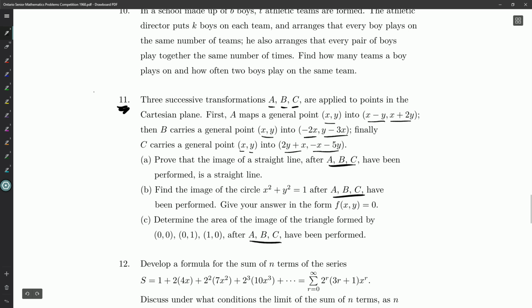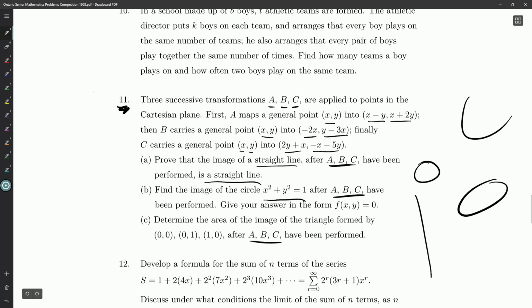A, prove that the image of a straight line after ABC has been performed is still a straight line. B, find the image of this circle. So the circle starts here and then maybe it gets flipped into a parabola, and then suddenly it becomes an ellipse again, and then maybe somehow it becomes a straight line after all this process. So find the image of the circle after A, B, and C have been performed. Give your answer in this form, f(x, y) equals 0. I suspect it'll probably stay as a conic section or something like that.